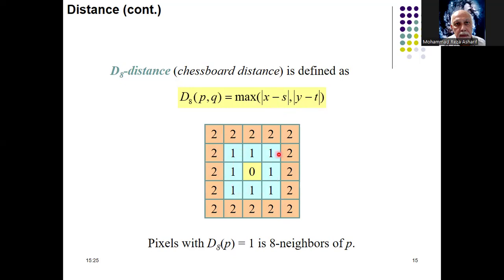So in this case, you can separate the image or the portion of the image which is related to your algorithm. If you want to do something, this kind of relation can be very helpful. A pixel with D8(P,Q) equal to 1 is in the 8-neighborhood. This is the 8-neighborhood. Okay.